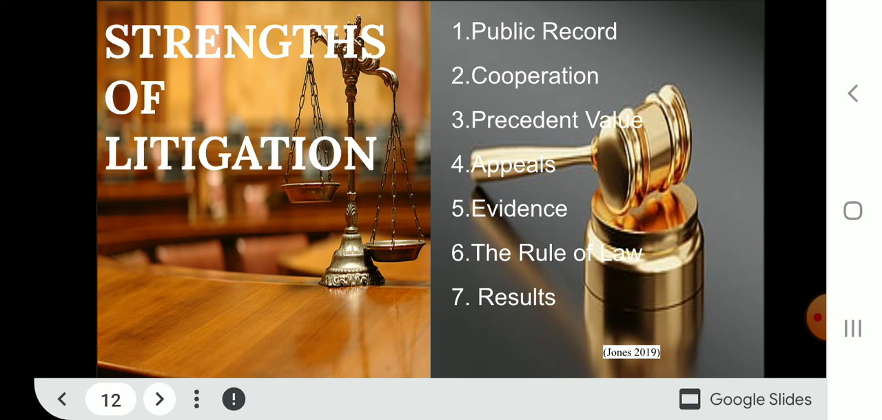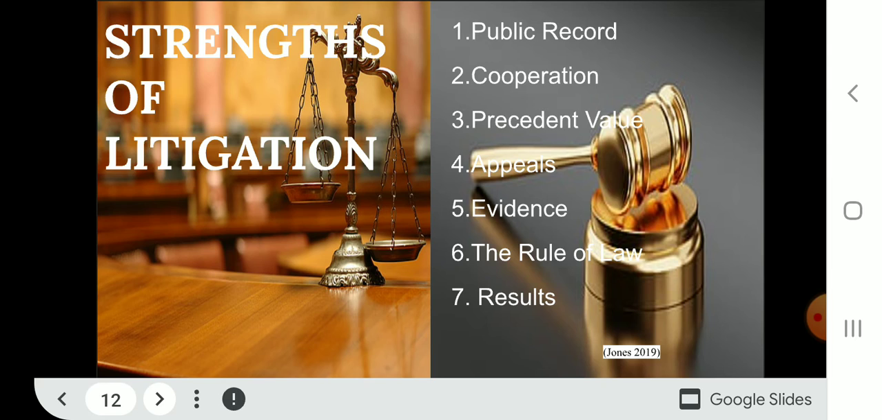Strengths or advantages of litigation. 1. Public record. Because litigation is a legal process, it is conducted through the justice system, for example, the court. Because of this, information is recorded and stored by the government, and the public, you and I, have the legal right to view that information.